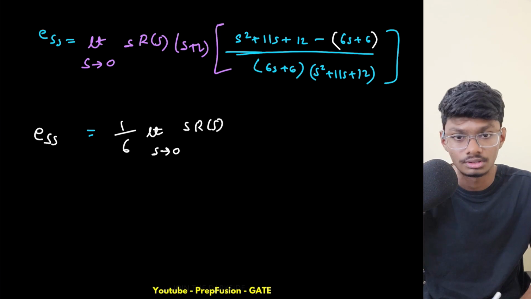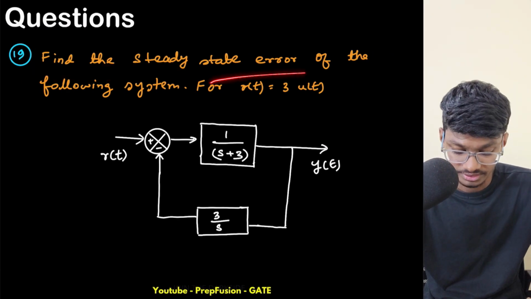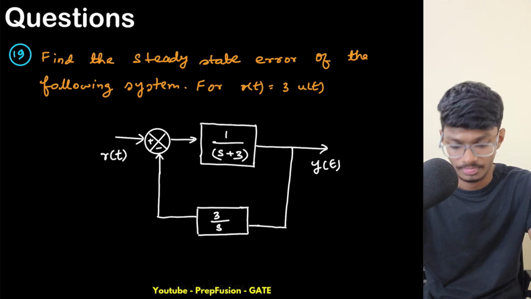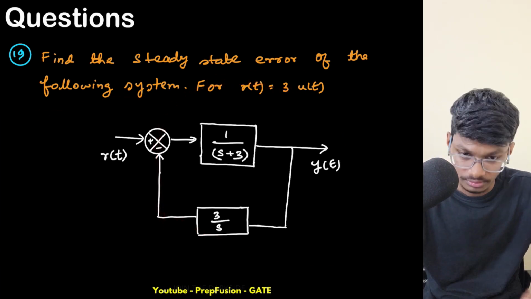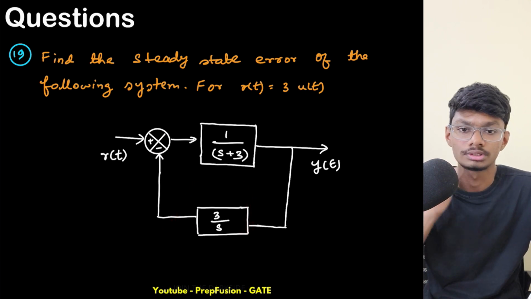Now let's go to the next question. What is the next question? The next question is telling us to find the steady state error of the following system. So the system is given and we have to find the steady state error. Obviously we are observing that this is not a unity feedback system.